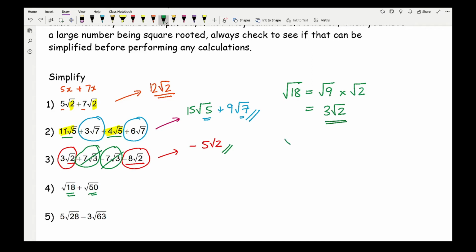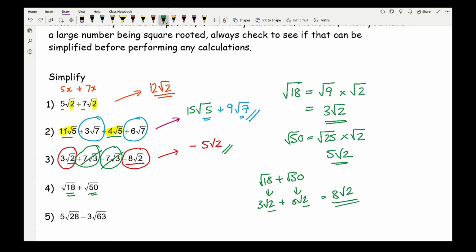Now also in terms of root 50, the biggest square number that goes into 50 is 25, and that's times root 2, so that could be simplified as 5 root 2. So here, when I've got root 18 plus root 50, what I can do is swap those with these two things. So here I've got 3 root 2 plus 5 root 2, and now you can see that my surds are the same. So all I need to do is add the two numbers outside, which gives me a final answer of 8 root 2. Now moving on to question 5, so let's just get rid of all of this.